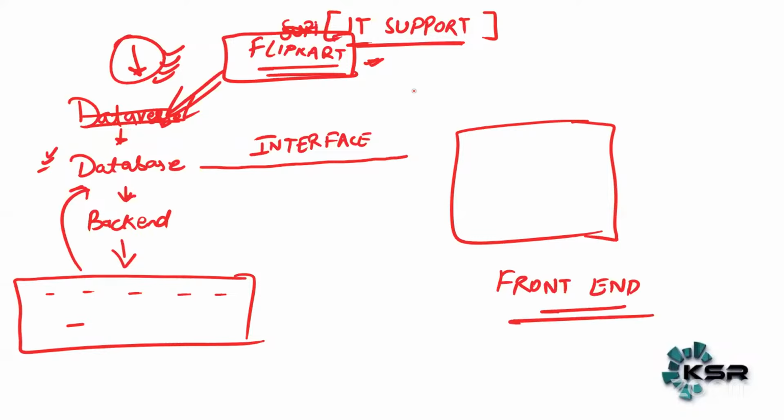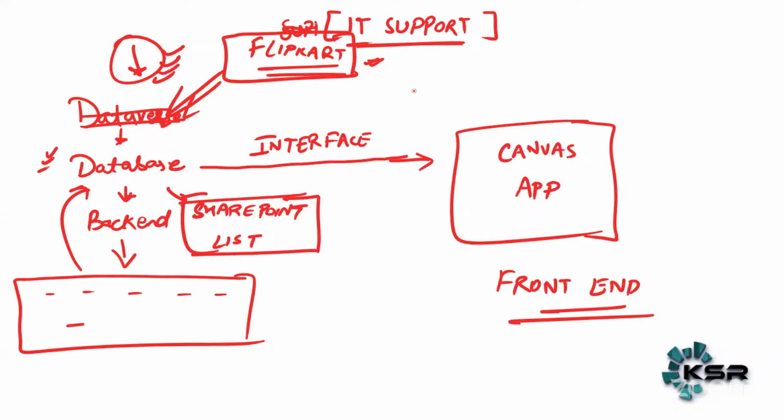So now, guys, in our case, what will be the front end solution? A Canvas app. Very good. It will be a Canvas app. And the backend that we will be using for our project is SharePoint. SharePoint list. Clear? Whatever operations you will be performing here will be getting stored here, right? So this is how an app works, right?